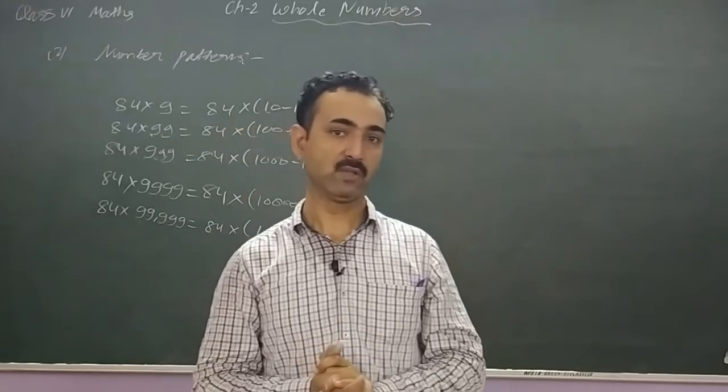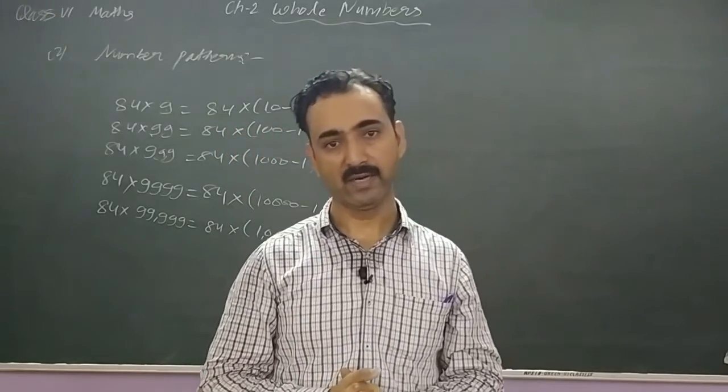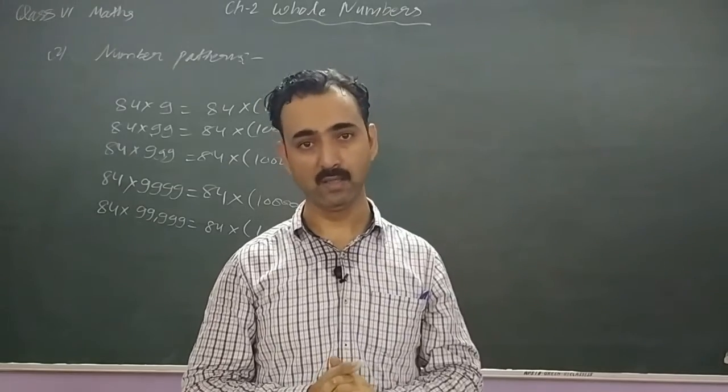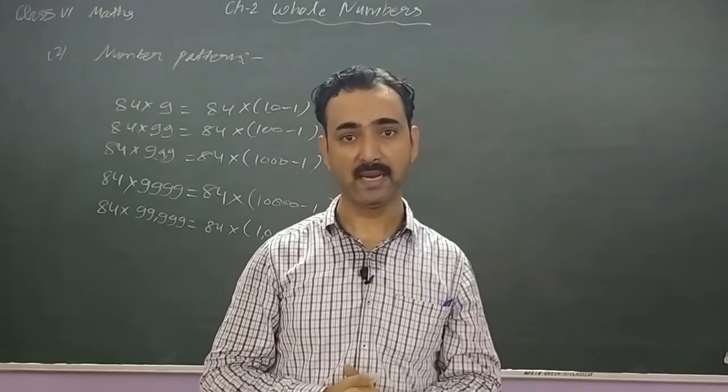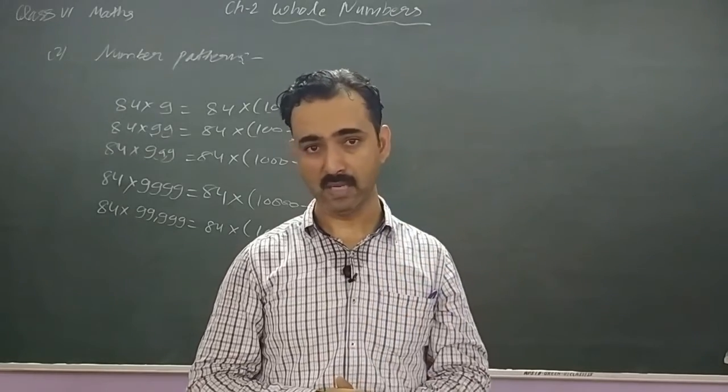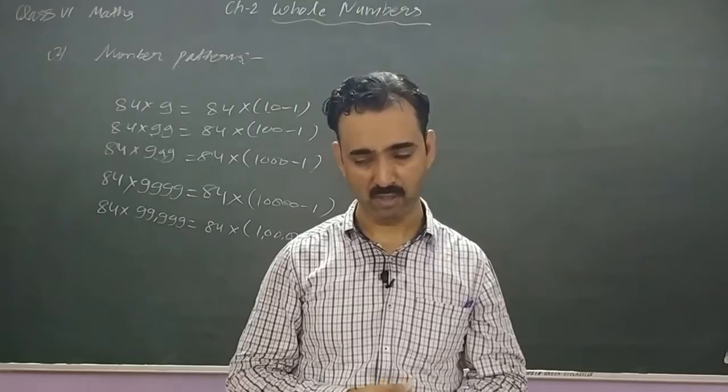After this we understood the next property, identity. The identity of addition is 0. The identity of multiplication is 1. It means 0 can be added to any number without changing its value, and 1 can be multiplied with any number without changing its value.